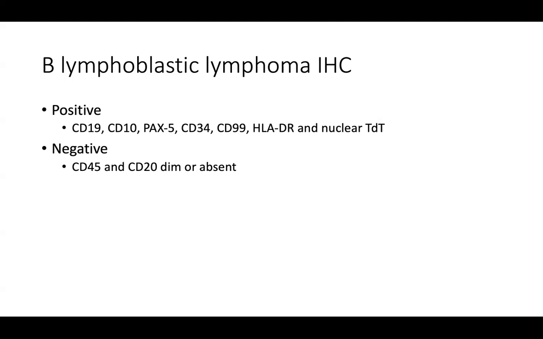These are typically negative for CD45, and like I said, CD20 is dim or absent. So being negative for CD45 suggests that they have not acquired that mature leukocyte marker of CD45 yet. So the less differentiated hematopoietic cells lacking CD45 suggests a poorly differentiated, more primitive cell state.